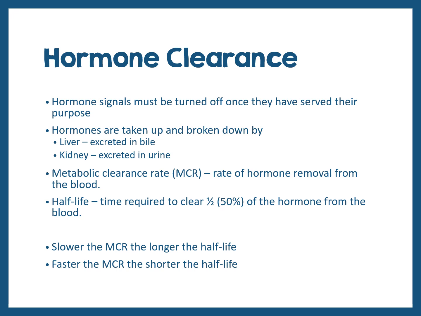How fast hormones are removed from the blood is called the metabolic clearance rate. And when we talk about metabolic clearance rate, we often refer to the half-life, which is the time that's needed to clear half of the hormone from the blood. So the slower the metabolic clearance rate, the longer the half-life of the hormone will be, versus the faster the metabolic clearance rate, the shorter the half-life will be.